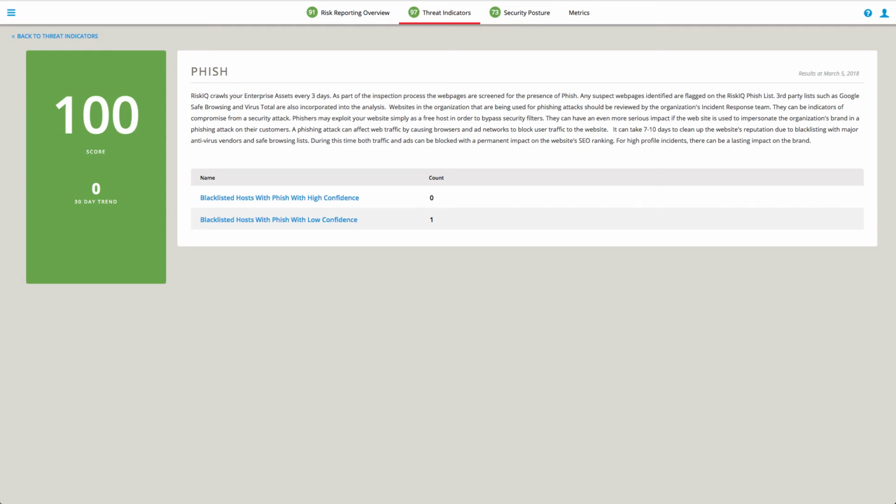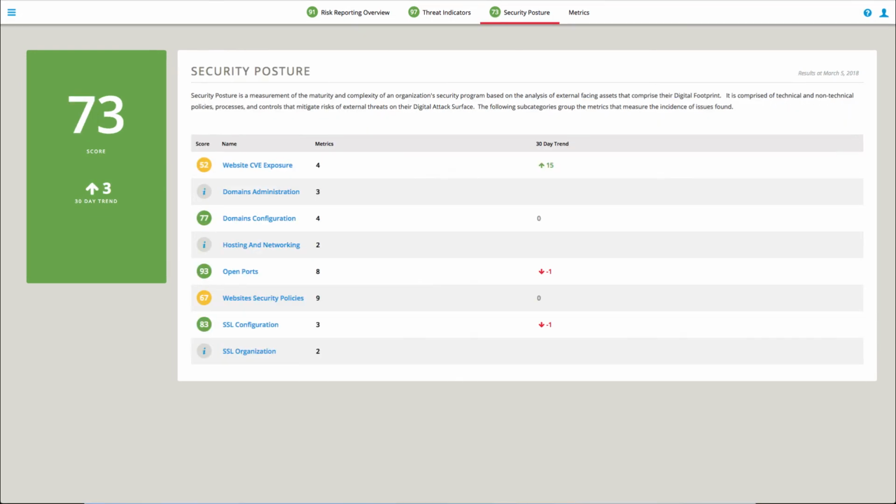Any suspected web pages identified are flagged on the RiskIQ Fish List. Third-party lists such as Google Safe Browsing and VirusTotal are also incorporated into this analysis. The main category is security posture.